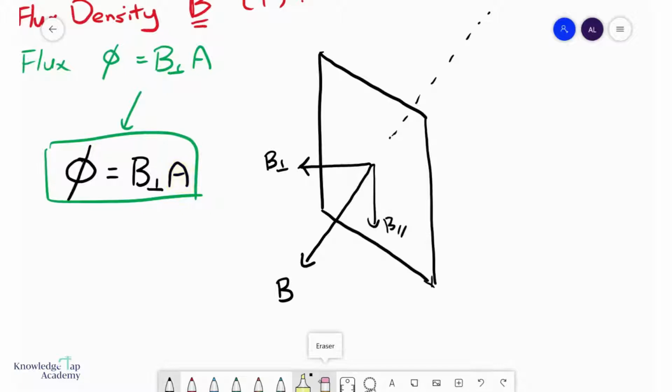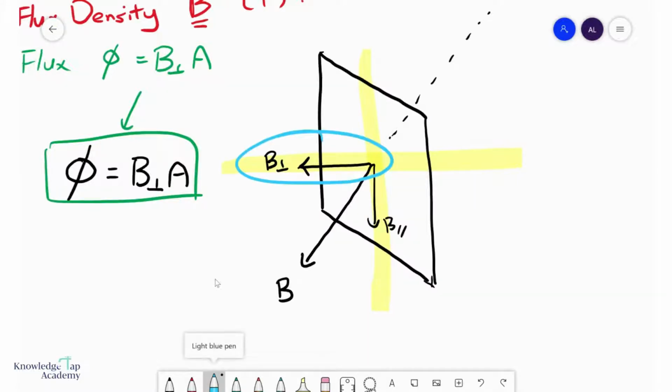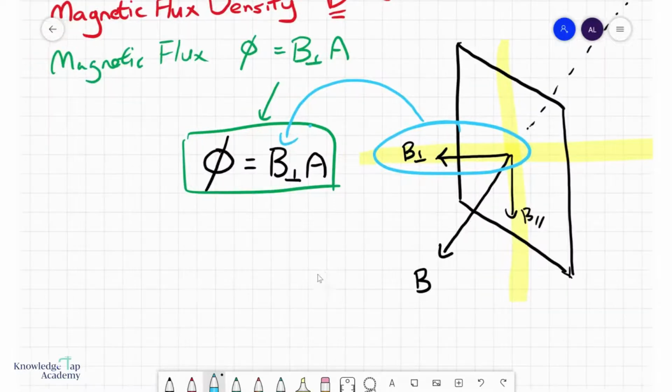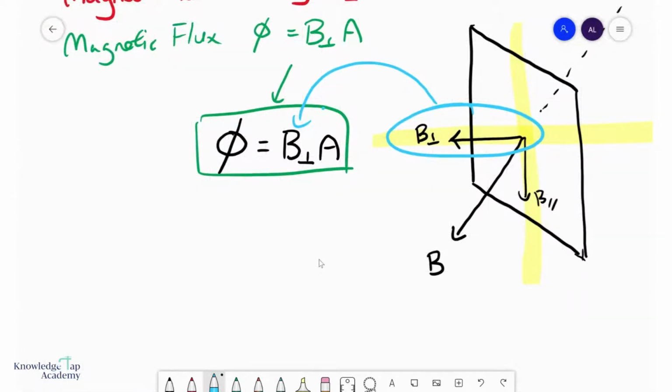And if I have a certain magnetic flux density going in this direction, then what we need to do is resolve it into the components that are, number one, parallel to the plane of this area and perpendicular to the plane of this area. And of course, B perpendicular will be this component over here, which we will then multiply by the area to get the magnetic flux captured in this area. So what is very important to understand is that only the perpendicular component of the magnetic flux density to the area is contributing to the flux captured.